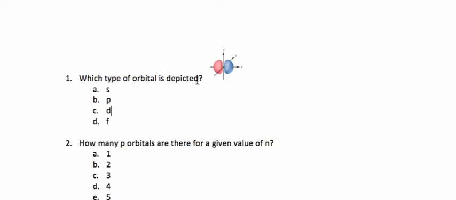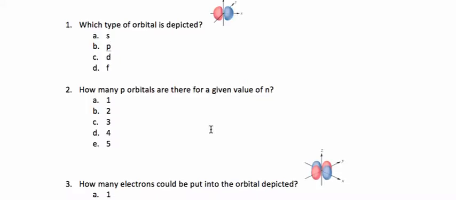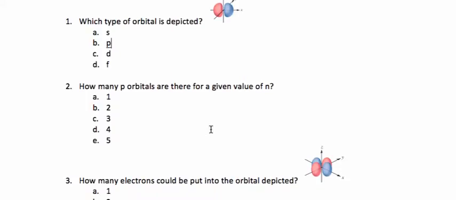This one's pretty straightforward. The orbital type is just determined by the shape. So looking at this dumbbell shape, we know this has to be a p orbital. Anyway, nothing more to say about that one. All right, what about this?